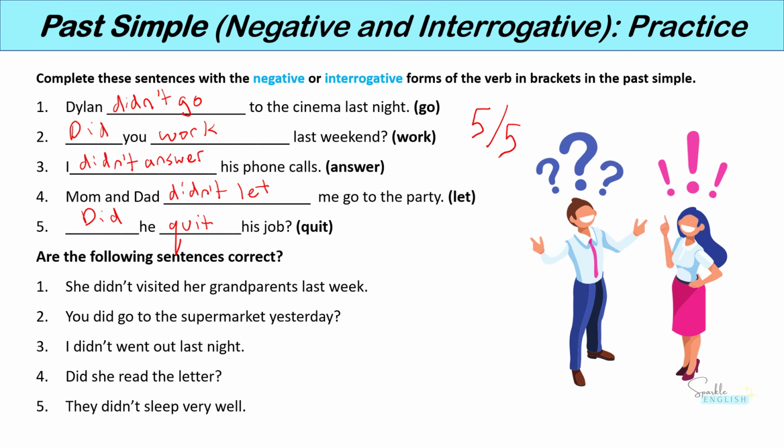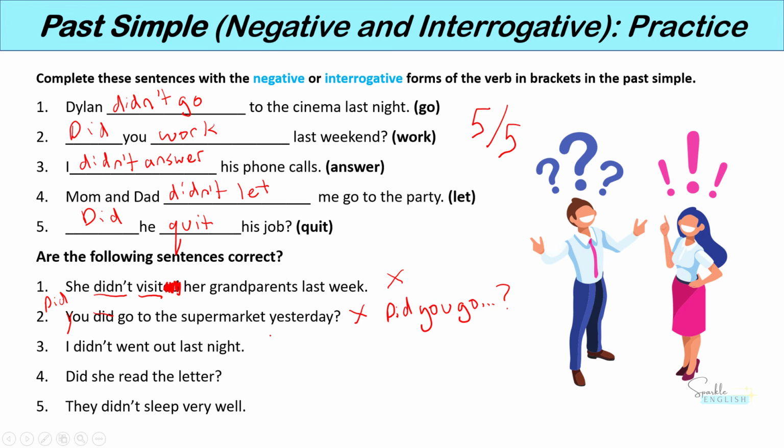Okay, so let's correct these together. Number 1 is incorrect. She didn't visited her grandparents last week. For this one, we have to take off the E and the D. We just say she didn't visit. You could also say she visited her grandparents last week, but you cannot say didn't visited. She didn't visit. Number 2 is also incorrect. This is a question, and with the question, we have to start with did. Did you go to the supermarket yesterday? Okay, so we begin with did.